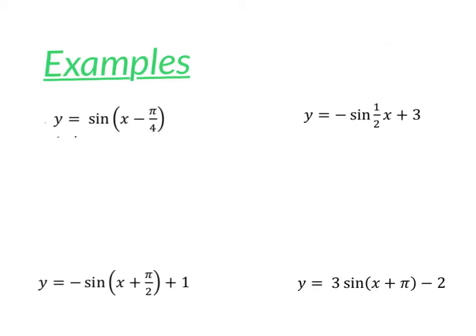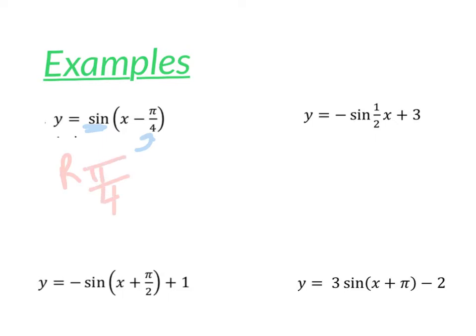So here are some examples. If I asked you to state the type of transformation that happened on it, you would be able to. The parent function here is sine, and we can see that inside the parentheses there's a -π/4, and if you remember from our previous lessons, inside means move left or right. So if it's a -π/4, we're going to be moving right π/4.